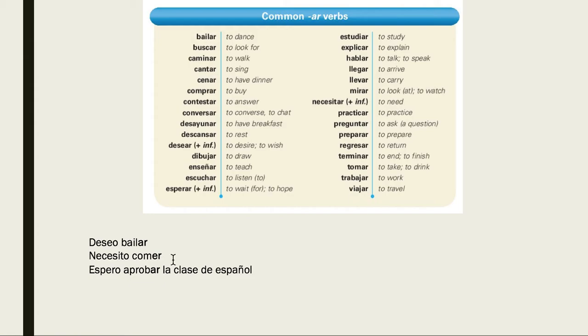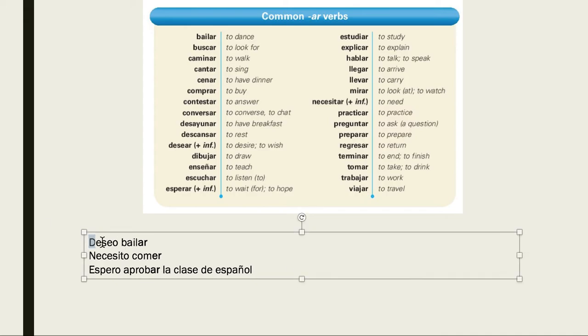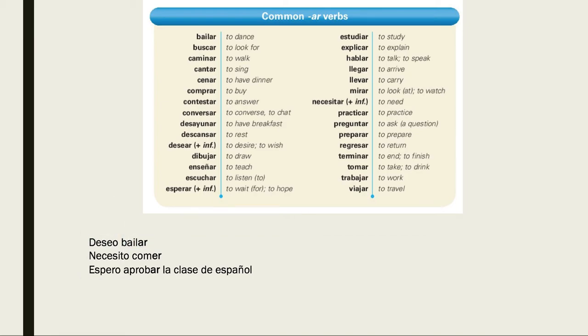Necesito comer, I need to eat. Espero aprobar la clase de español, I hope to pass Spanish class. So you can see you have the conjugated verb first, and then an infinitive verb following it.